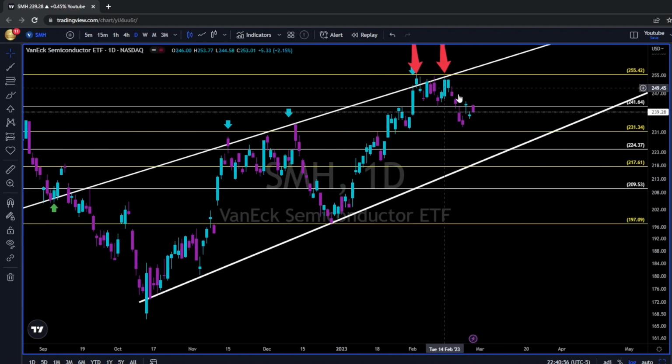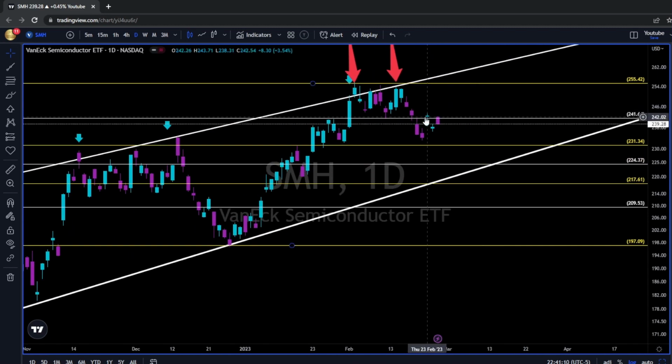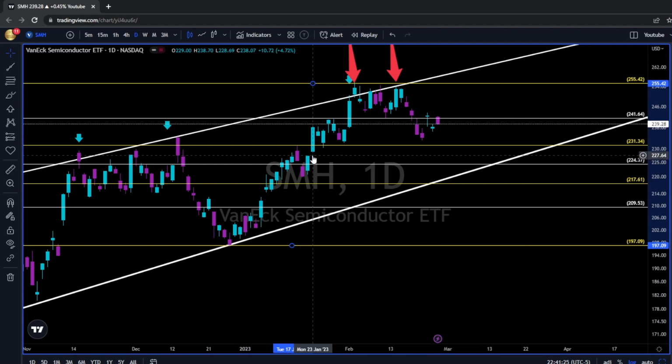SMH basically doing nothing. Broke below the 241 area. This 241 area was resistance, support, now once again resistance. As you can see, in the past few sessions, nothing really special on this one. No open gaps. We have this one here at the 227. So this area needs to hold as support.